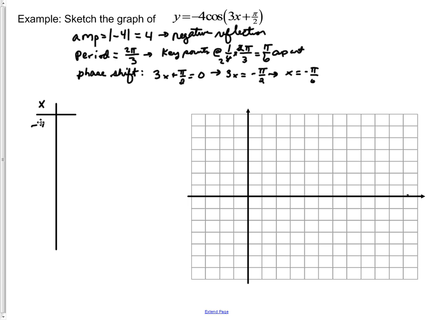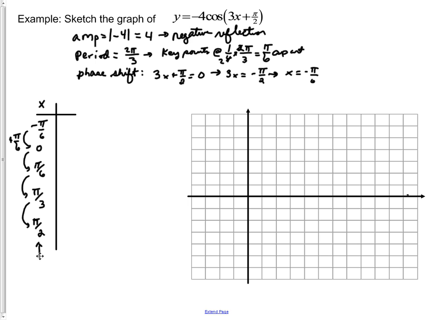So we're going to start at negative pi over 6 along the x-axis, and add increments of pi over 6 to get our key points. Adding pi over 6 right here, of course, gives us 0. Adding pi over 6 again gives us pi over 6 as the next x value key point. Adding pi over 6 again gives us 2 pi over 6, which reduces to pi over 3. Finally, adding pi over 6 one last time gives us pi over 2 as our last key point within one cycle of the function. So this is one full period.